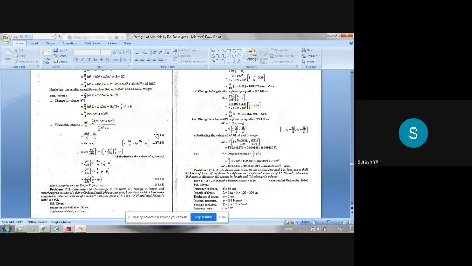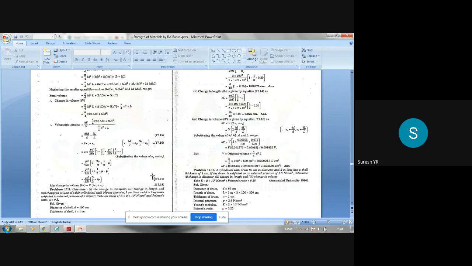Only thing is you should substitute the values of D, L, T, whatever they are, in Newton and millimeters. You have to be very careful. If you substitute one in meters, another in centimeters, one in millimeters, then you get a wrong answer. What I advise you is to convert everything to millimeters. In this example he has done it in centimeters, but I advise you to convert everything to millimeters and Newtons. Finally, you will get the same answer.